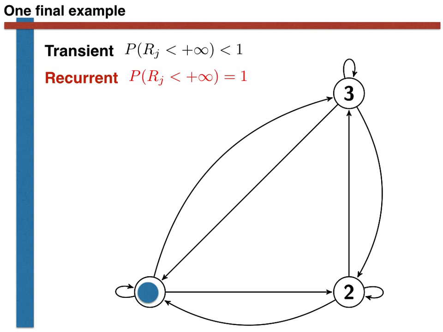What is guaranteed with this chain, however, is that R1 will always be less than plus infinity. It is possible to get from every state to every other state in this chain, and hence whenever we leave state 1, we are guaranteed to return to state 1 at some point in the future. We can thus confidently assert that all the states in this chain are recurrent, as the probability that the return time to state 1 is less than plus infinity is equal to 1. Whenever you leave a state, you are guaranteed to return to it at some point in the future.